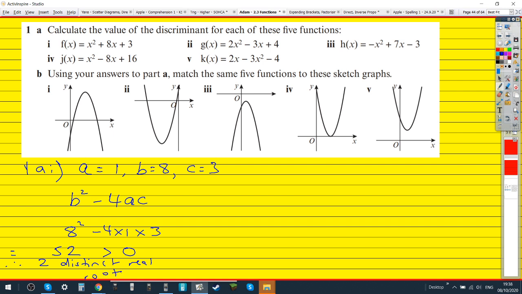Oh, yeah, because it's positive. That makes sense. So if it's greater than 0, it's 2, and then if it's equal to 0, yeah, okay. Let's see. So which graph will that be?